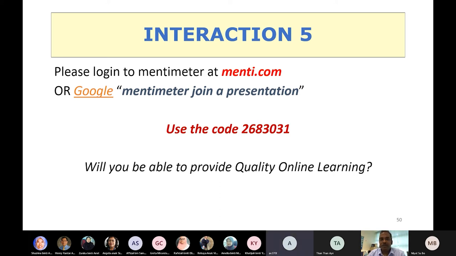Can you please log on to Mentimeter and have a look at this? Quality online learning, that's the question you're asking, whether we will be able to do it or not. I'm happy that one of our participants is very confident. Yes, that's a good thing. Positive thinking always. You'll be able to do it. But surprisingly, the majority thinks maybe, maybe. So they are not sure what it means by quality online learning.